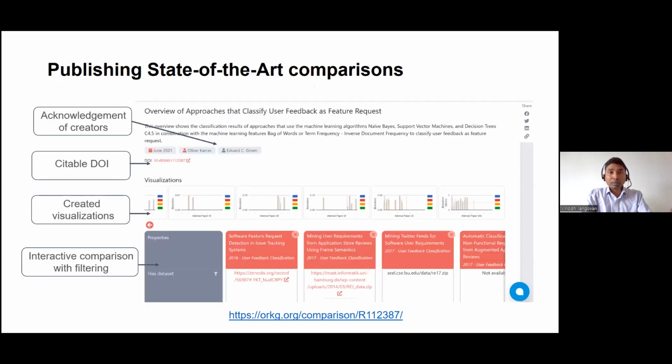Another feature of the ORKG is that once you make these comparisons across different articles, you as a researcher can also be acknowledged for making this comparison, which means you can have citable permanent identifiers such as a DOI. This means this record would be available on the internet and can be cited later. You can also visualize the created comparisons, and there's interactive filtering for what kind of properties you need to compare across these comparisons.